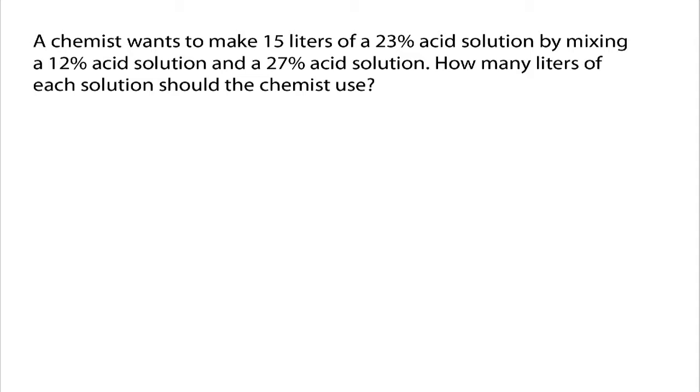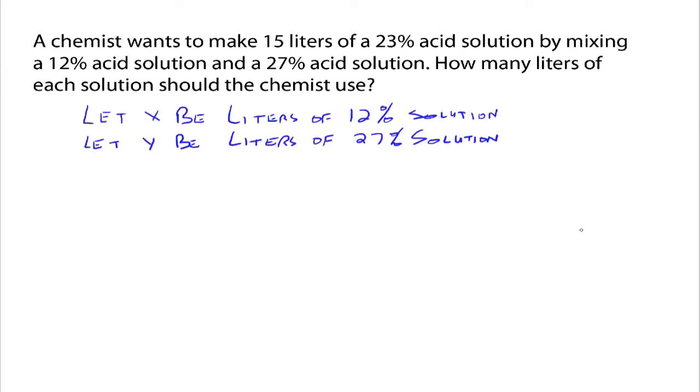Again, we set up our system by first defining our variables. Let x be the number of liters of 12% solution, and let y be the number of liters of the 27% solution. So that's the number of liters of each solution we want. We know we want to make a total of 15 liters. So x plus y has to equal 15: number of liters of 12%, plus number of liters of 27%, equals total number of liters. So there's the first equation.